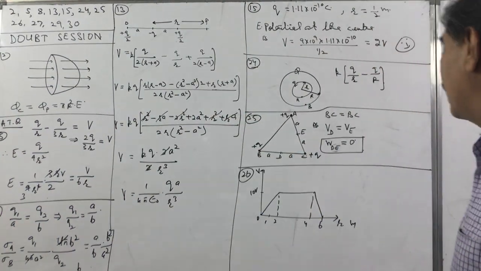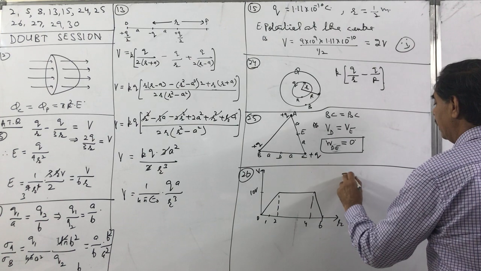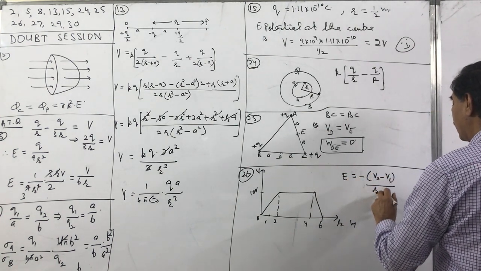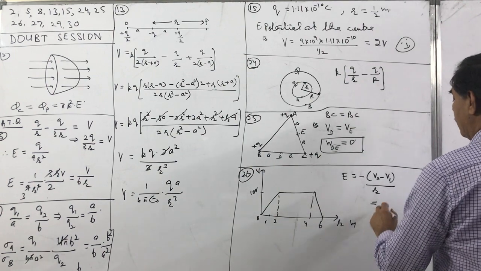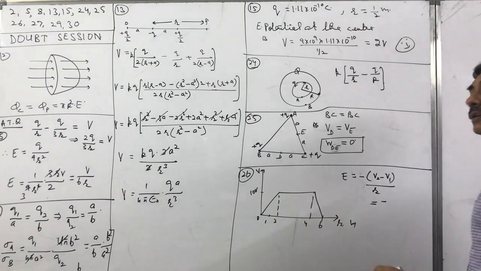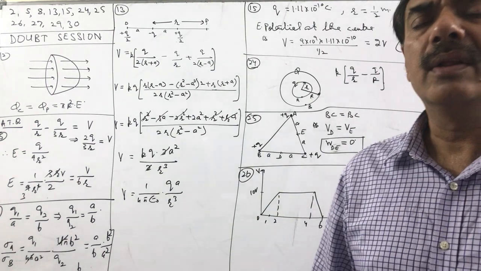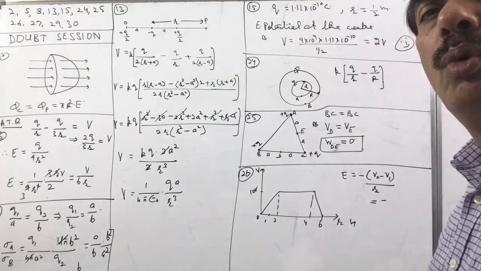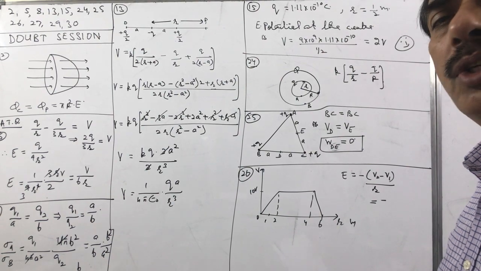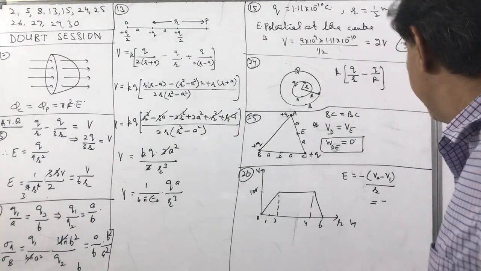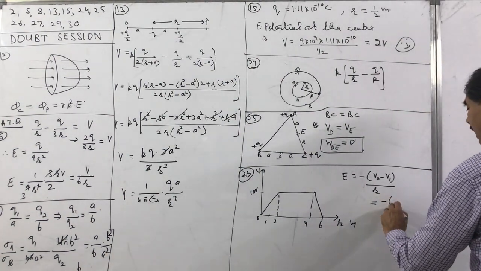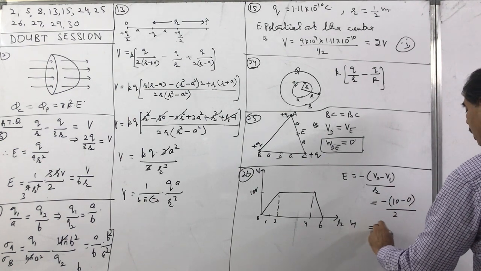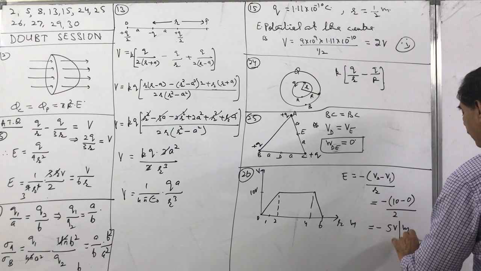Now the value of the electric field is E equal to minus of V2 minus V1 over r. The field in the region r equal to 0 to r equal to 2 is an absolute constant. You can find the slope of the graph. This is equal to minus of 10 minus 0 over 2, equal to minus 5 volts per meter.